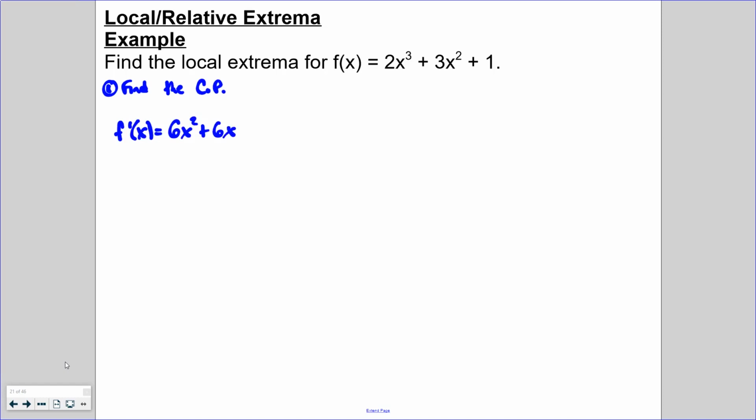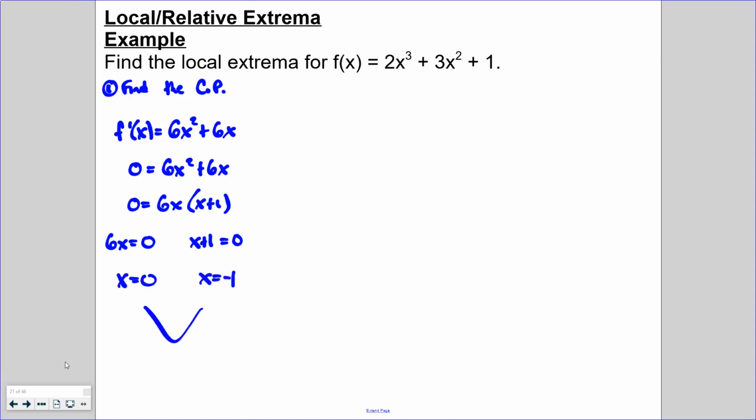Now, we know critical points exist when the derivative is equal to 0 or when the derivative is undefined. Fortunately, we have a polynomial, which means the derivative will always be defined, so we just have to check the 0 case. Then we solve for x here, and we can factor out the greatest common factor, which is 6, to leave us x plus 1 on the inside. Based on the zero product property, we can set each factor equal to 0, and then solve for x. And then here, we get our critical points.